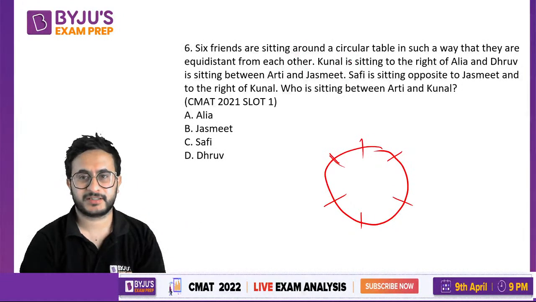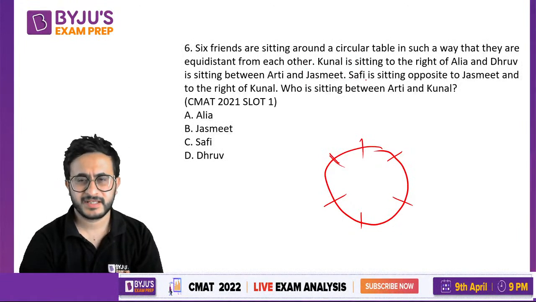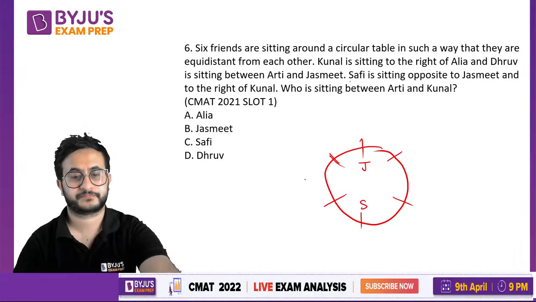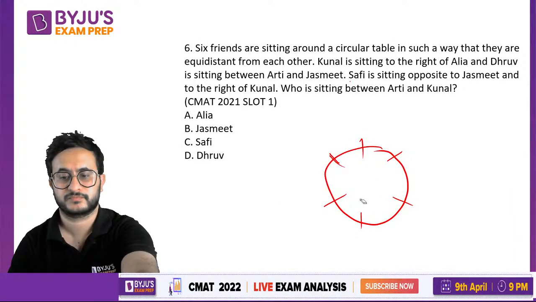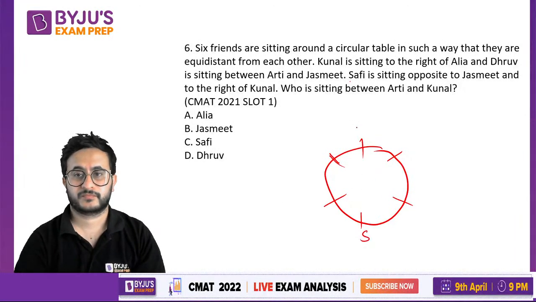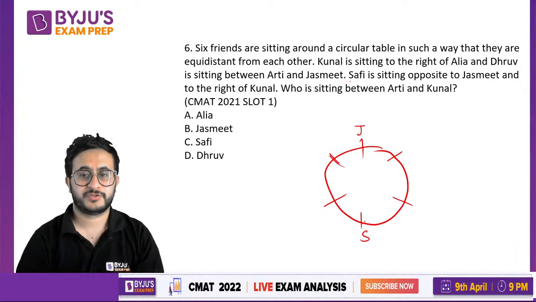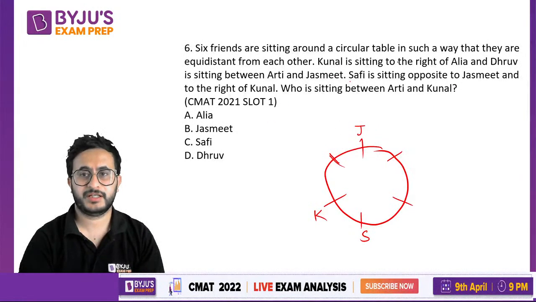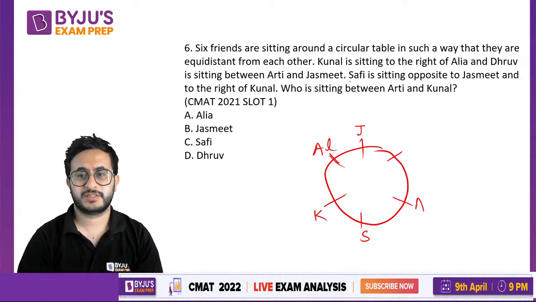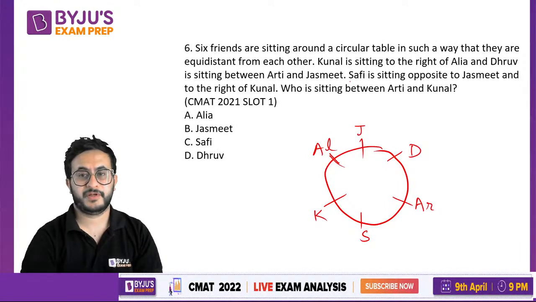So this is an arrangement. So it says that Safi is sitting opposite to Jasmeet. Okay, so suppose this is Jasmeet, this is Safi, and to the right of Kunal. So Safi is to the right of Kunal. Okay, Kunal is sitting to the right of Alia. So this is Alia, and Dhruv is between Aarti and Jasmeet. So this is Aarti, and this is Dhruv in between. Okay, so we have to tell who is sitting between Aarti and Kunal. So that is Jasmeet.